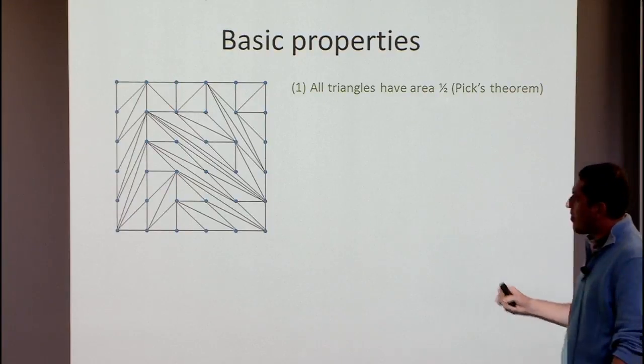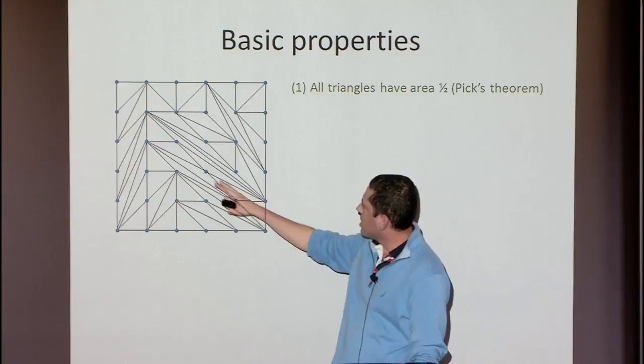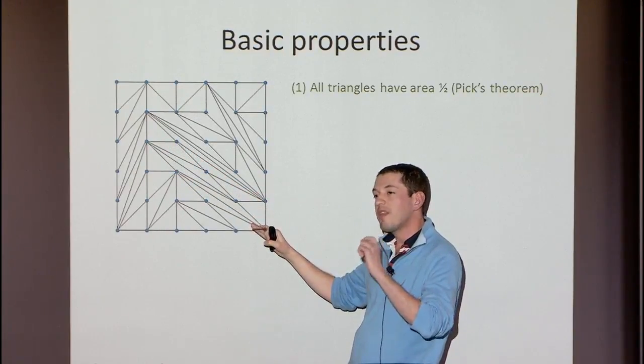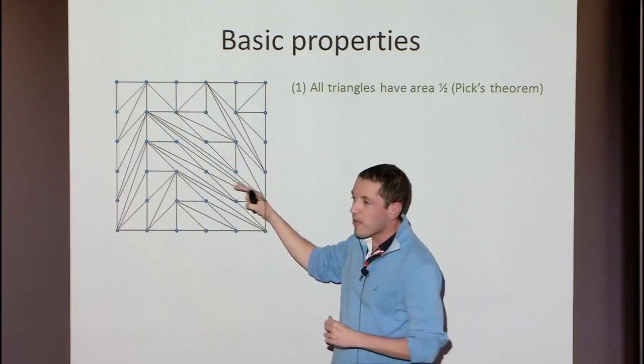So this means that if you end up finding a very long edge in your triangulation, like this one, then necessarily the triangle containing it must be very thin. Right? The height of the triangle must be small so that the area is a half.